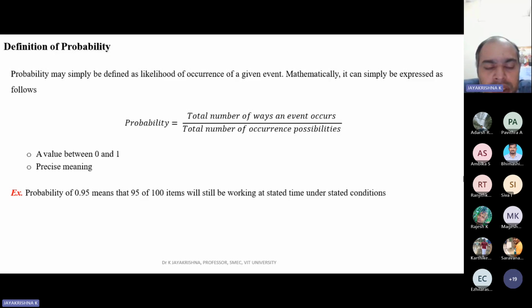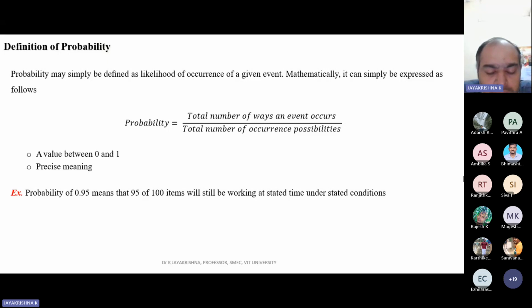Okay, normally in school days, or in your probability and statistics class, your professor or teacher could have talked like this: the chance of getting tails or heads. You're tossing the coin 20 times. That will be the number of occurrence possibilities. So how many times you're going to toss a coin becomes the total number of occurrence possibilities. In those 20 times, how many times you're able to get a head or tail is called the number of ways an event can occur. Okay, so that is called probability.